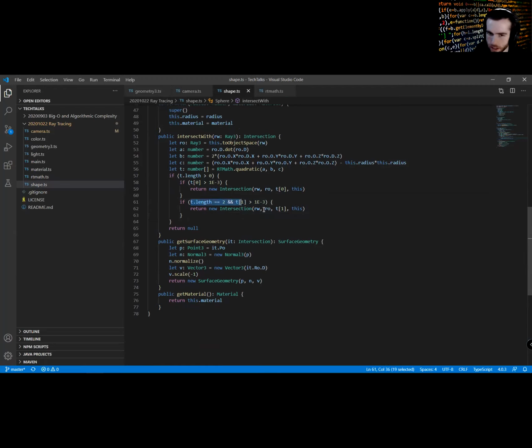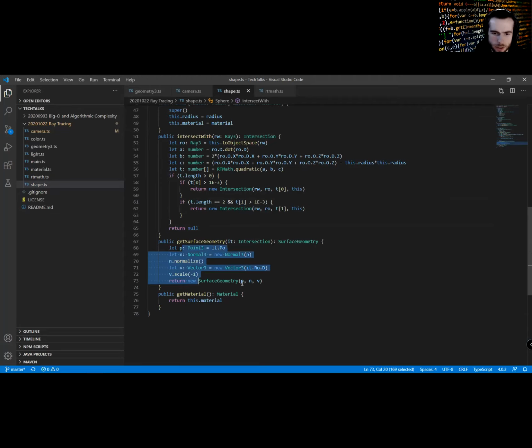And if the second number is good, because maybe we're inside the sphere, we'd get two intersections, but only one of them would be greater than 0. Then we just return the second t value. Otherwise, we return null, meaning there's no intersection.